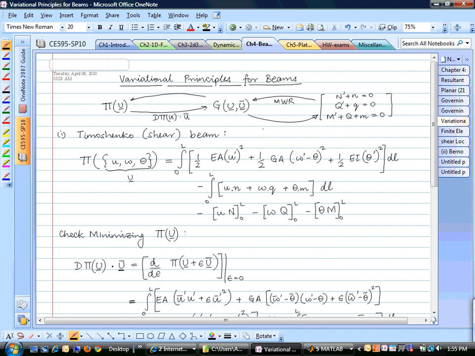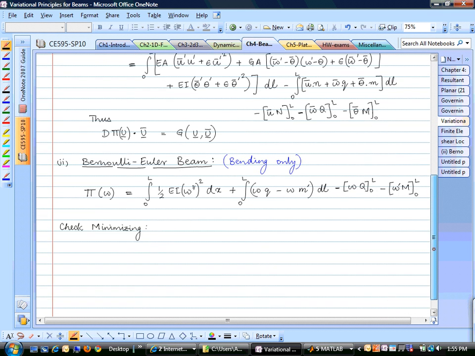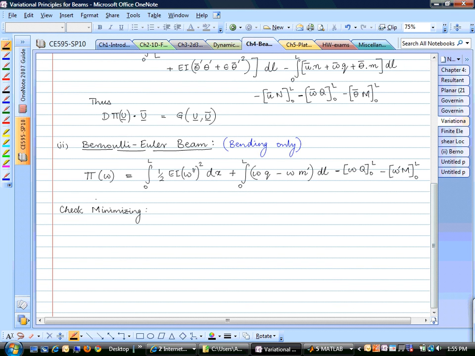Euler equations. All right, so we see that we can write the Bernoulli-Euler beam energy principle like this. So let's see what happens when we minimize it.